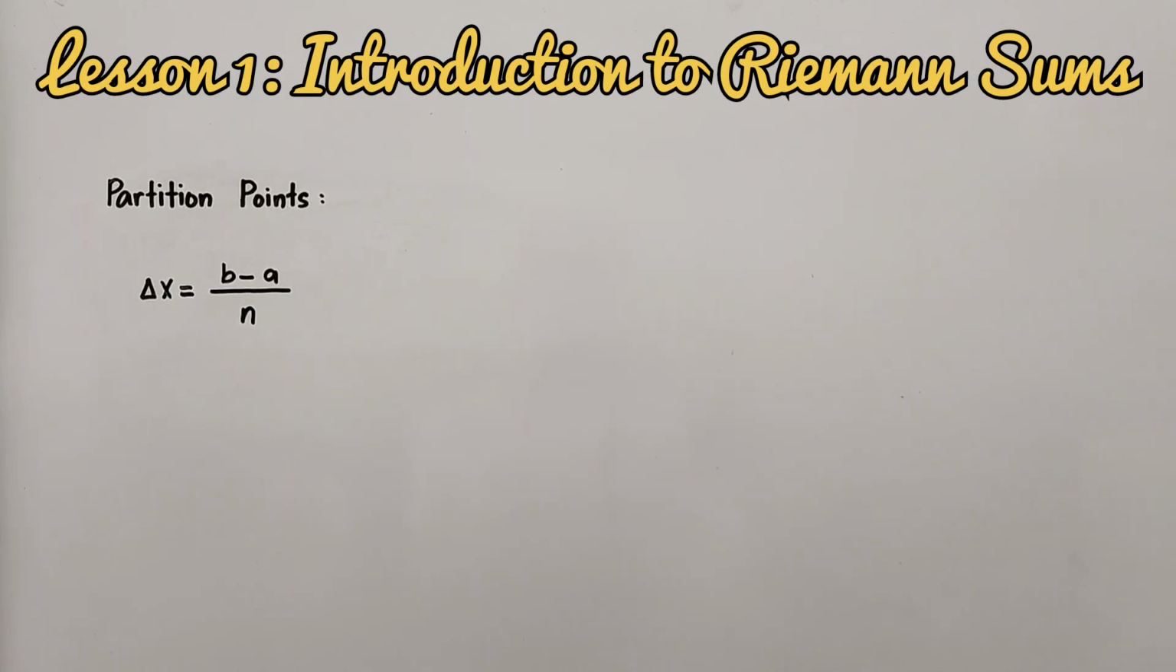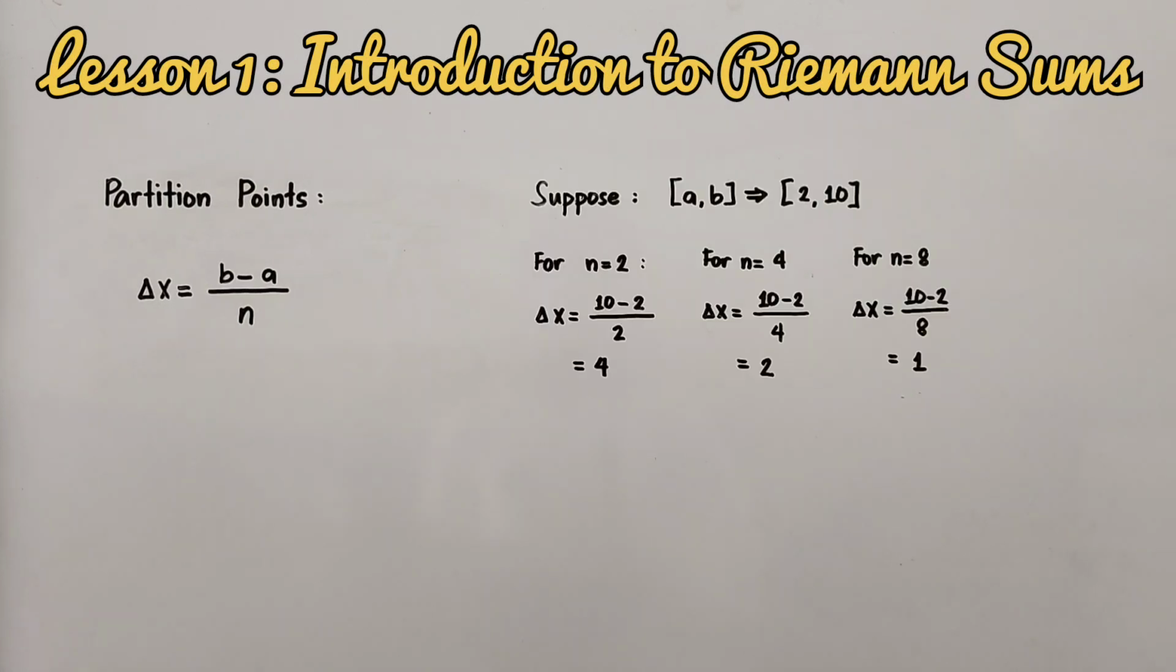To do this, we compute the step size, or the length of each subinterval. Suppose the closed interval is [2, 10], with 2 as the left endpoint and 10 as the right endpoint. From the interval, the value of a is 2 and the value of b is 10. Using the formula, for n equals 2, the step size is 4. For n equals 4, the step size is 2. And for n equals 8, we have 1 for the step size. As n increases, the step size decreases.